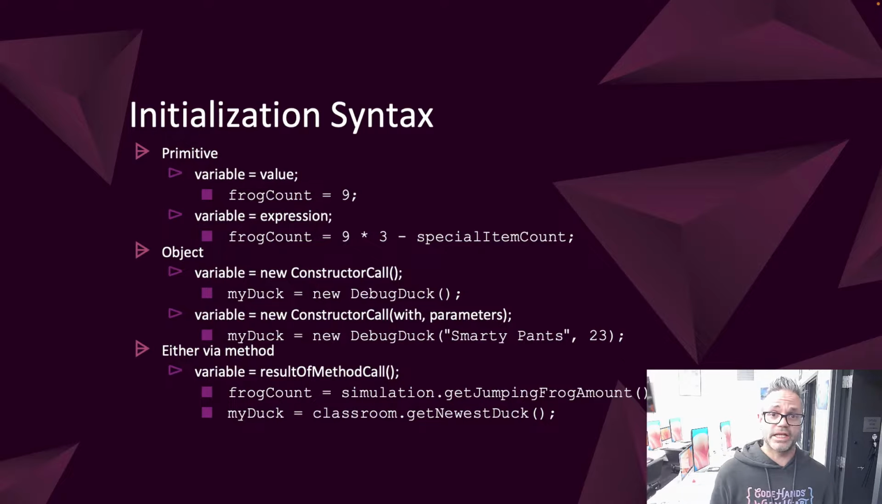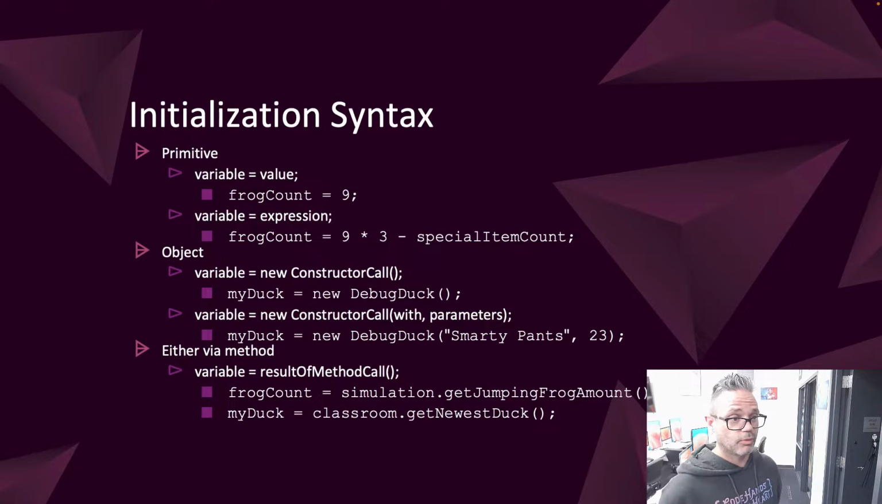We can also assign into a variable via a method. This will work for either primitives or with objects, and so it's just variable equals the result of that method call. And so I have frogCount is equal to simulation.getJumpingFrogAmount. So we assume that there is an int-based method called getJumpingFrogAmount and assigns that value into the frogCount variable. We also have myDuck is equal to classroom.getNewestDuck. So my classroom object, whatever type of thing that is, has a method that returns a duck object to it, and I can put it inside there.